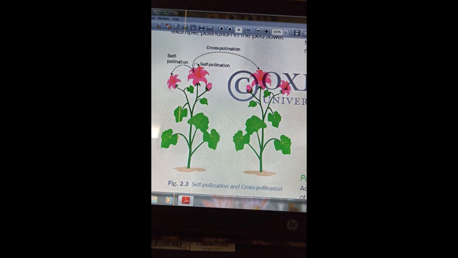This transfer occurs through some agents, which are called agents of pollination. They can be wind, they can be water, or animals such as birds, bats, and insects. So, air or wind, water, and some animals are the pollinating agents by which pollination occurs. First of all, you have to know about pollination by wind.